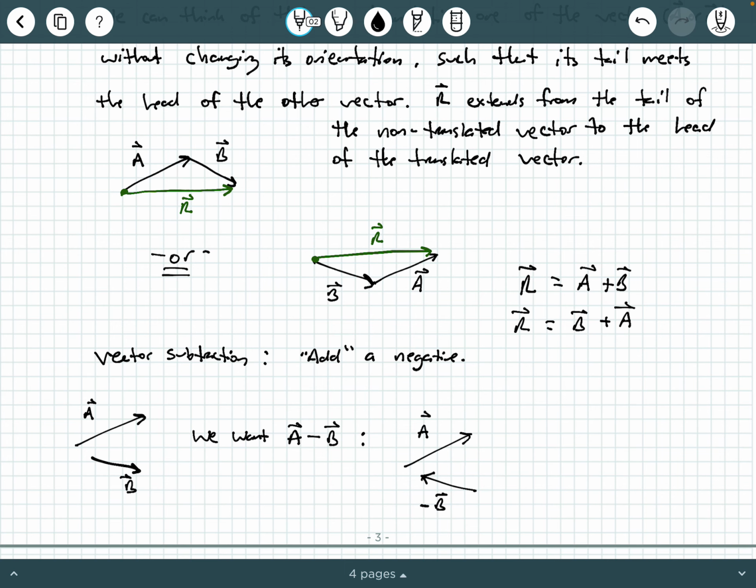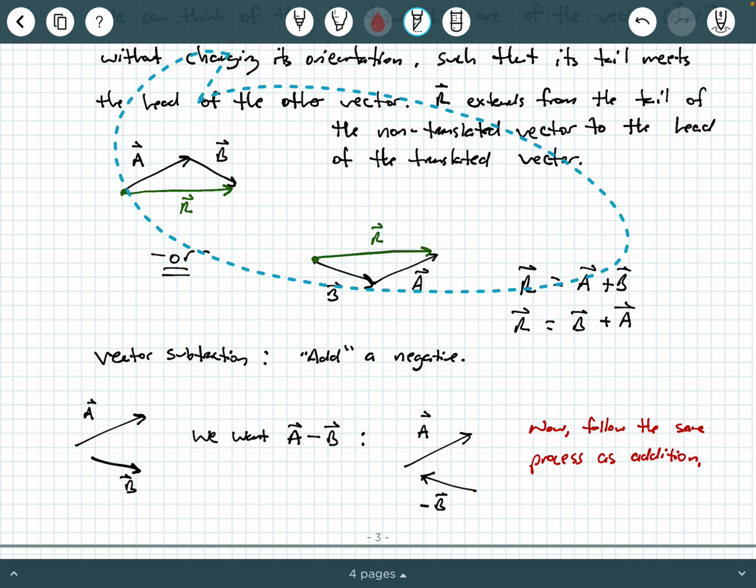And so what do I do now? I follow the same rules that I did before. I can draw a parallelogram. I can look at a triangle. So I'm going to make a note here. I'm going to say now follow the same process as addition. Okay, so we go back to what we did all up here. Okay, we can draw a parallelogram, look at half of it, and draw a triangle. Okay?